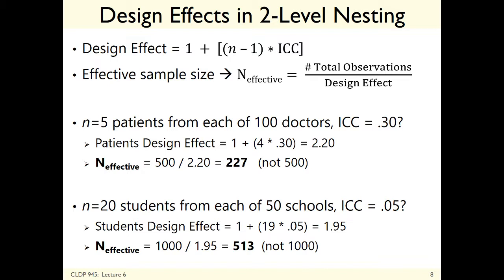So very small intraclass correlations can still create relatively large design effects if they occur in samples in which there's a lot of units per level 2 group. So this is something that you can use in terms of planning research. It's not as useful after it's conducted, but this is helpful for anticipating what the effect of clustering is going to be on your power.